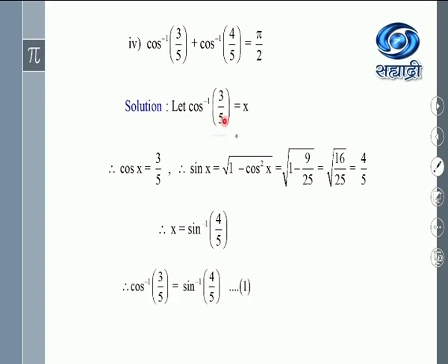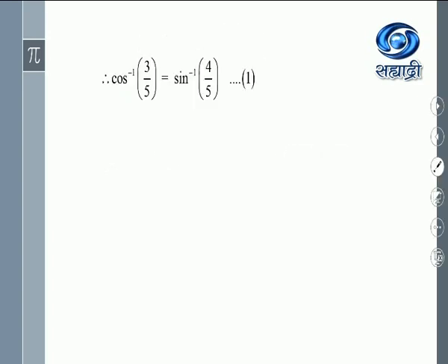So what we got here? Cos inverse of 3 by 5 is equal to x, which is again x is equal to sine inverse of 4 by 5. See, this is x and this as well. So we can equate cos inverse of 3 by 5 with sine inverse of 4 by 5, right? So this value we put in LHS. So what it is? Cos inverse 3 by 5, the same step is repeated here. We call that as 1.